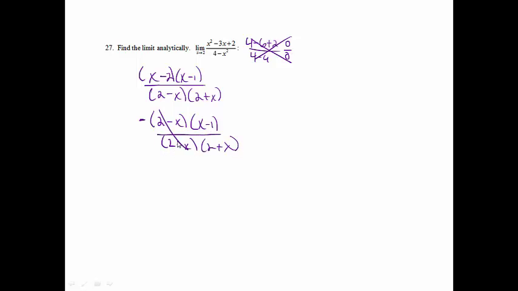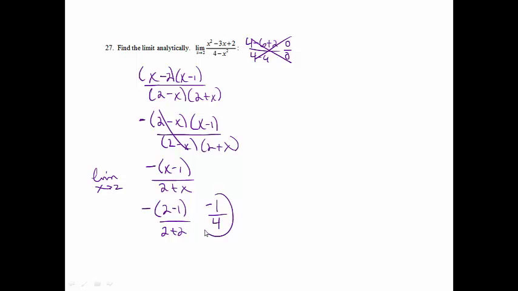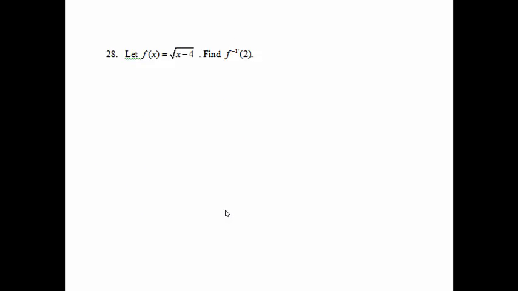And then if I do that, now I can cancel the 2 minus x's, so I'm left with negative x minus 1 over 2 plus x, and my whole goal is to now be able to find the limit as x approaches 2. So now I'm going to put a 2 wherever there's an x, so negative 2 minus 1 over 2 plus 2. That will give me -1 over 4, and that will be my limit.